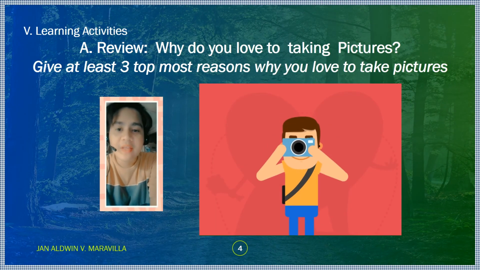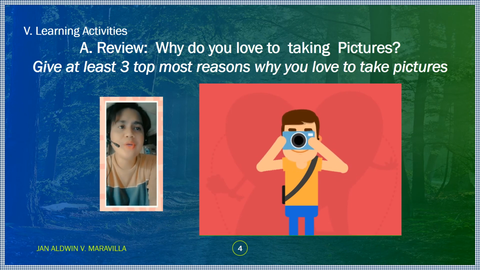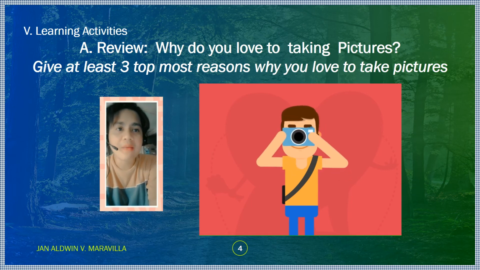So let's have this learning activity. It's just a review. Why do you love taking pictures? You have to give at least 3 topmost reasons why you love to take pictures. Just write your answer in your notebook or your activity sheets.